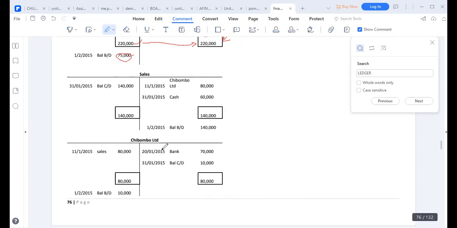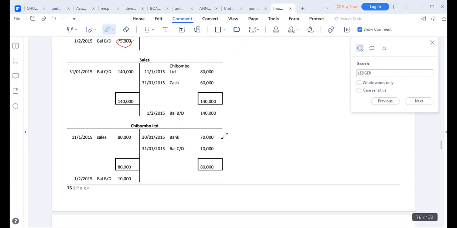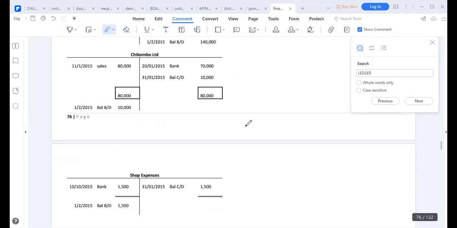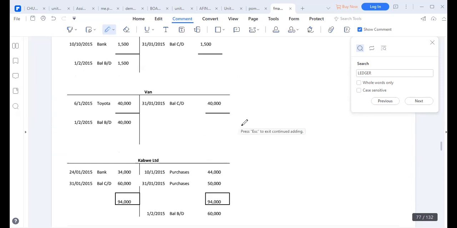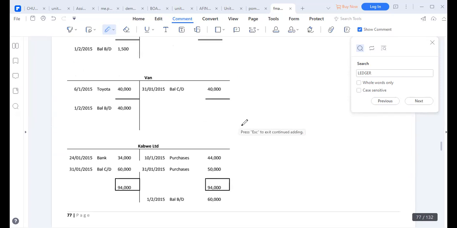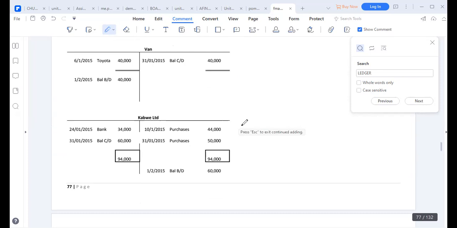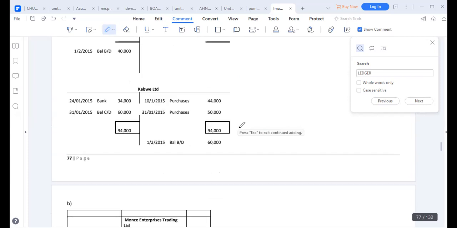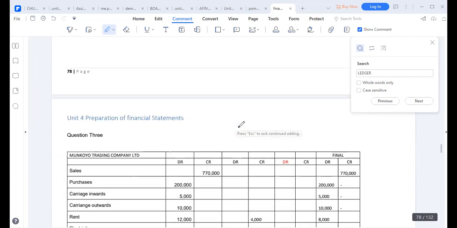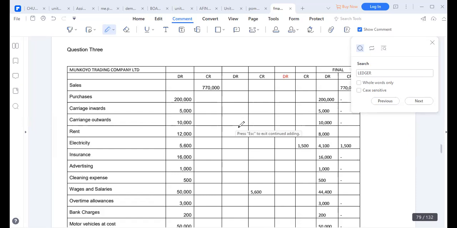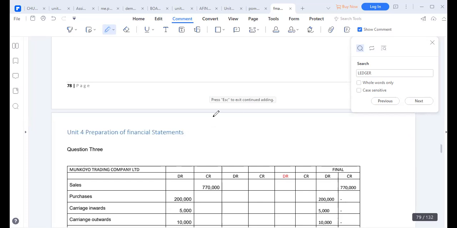Are we okay? Okay, so basically I was looking at how to balance off the ledger accounts. Do I have questions from people on how to balance off the ledger accounts? Any question? Some people still behind on how to balance off the ledger accounts? I take it that we have understood how to do the ledger accounts. So let's see then.